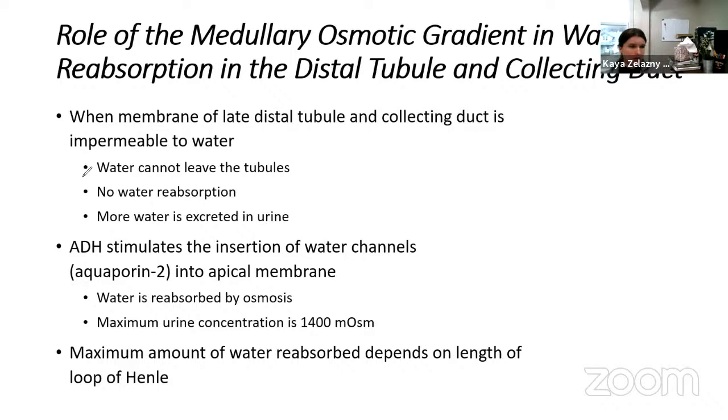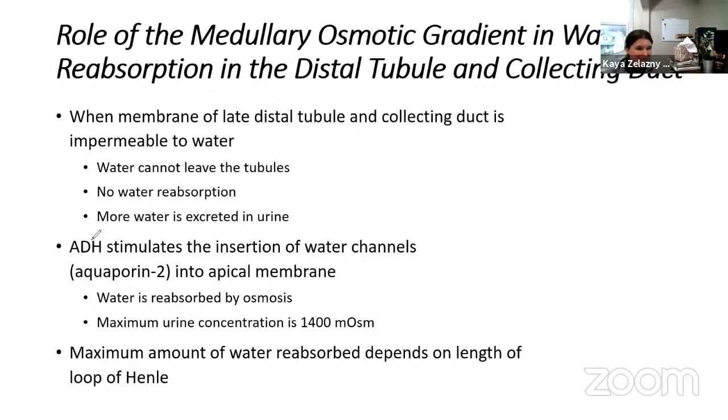So if we don't have that aquaporin 2, we're going to have no water reabsorption because no water is going to go into those cells, which means that more water is staying in the tubules. And the tubules are producing that urine. So if water stays in the tubule and doesn't get reabsorbed, becomes urine, we end up with a high volume of urine.